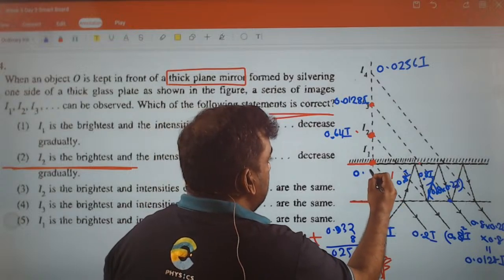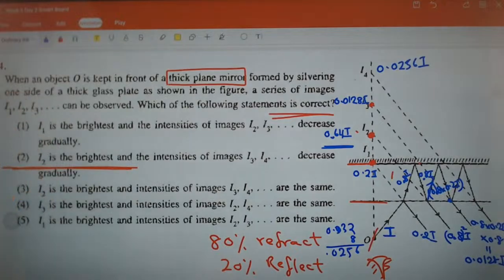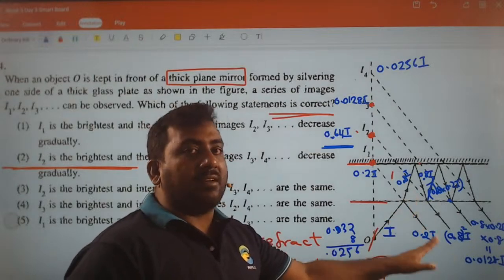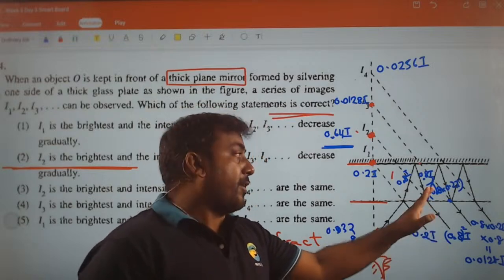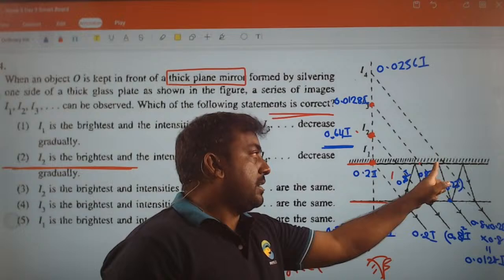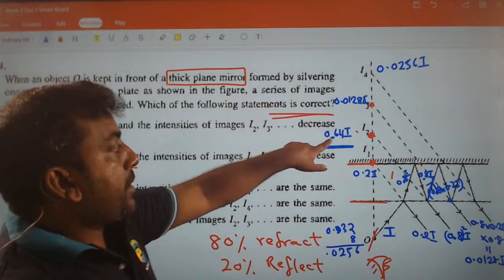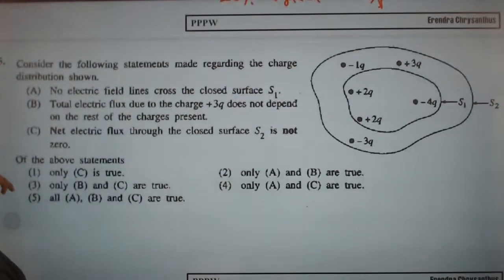This intensity here is 0.2 I. So which is bigger? This is bigger. So the brightest image is the second image. If you want, you can write it down. I is coming, 20% will reflect, 80% goes in, 80% comes back, 80% will refract and 20% will reflect out of this. Here it comes, 80% will refract, 20% will reflect. The brightest image is I2. Okay, clear? Right.